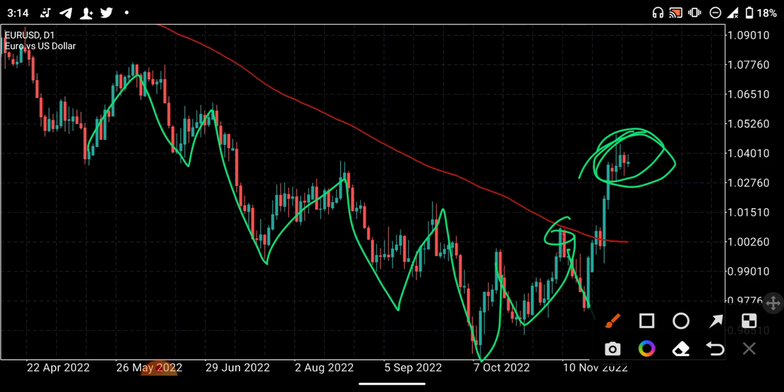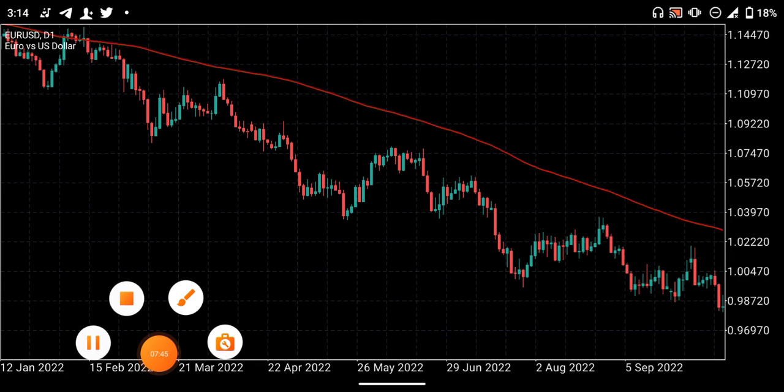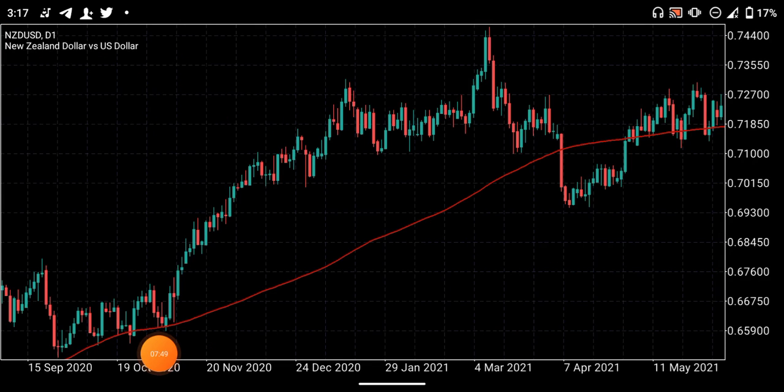So now let me give you another instance. Let me get another currency pair and give you another instance of a change of character in forex. Then look at another example now. You can see the New Zealand dollar. What has been happening here? It has been in its uptrend.